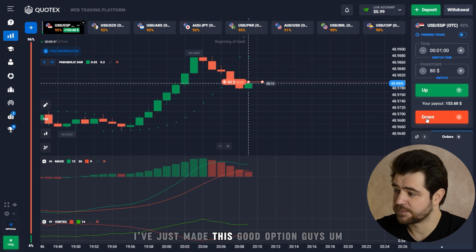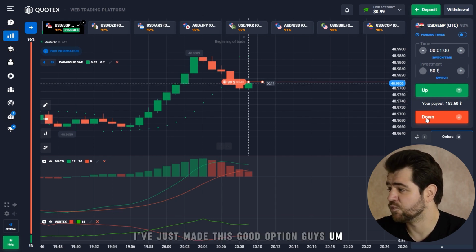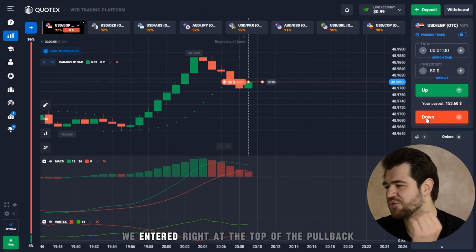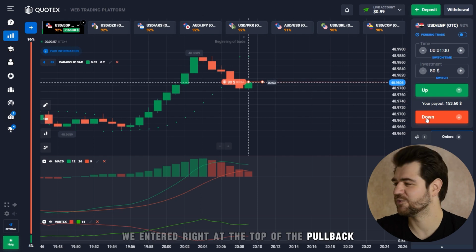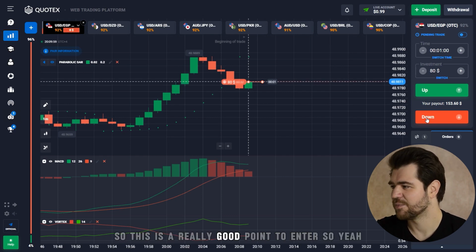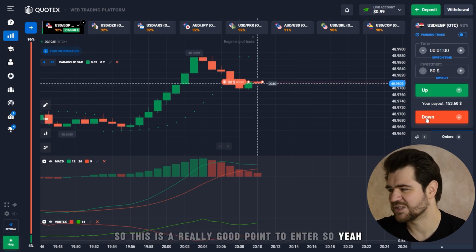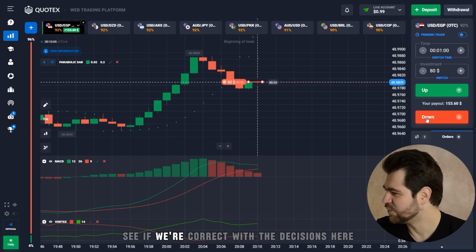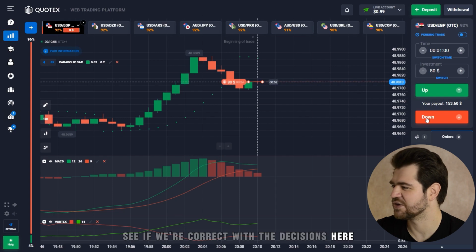I've just made this put option, guys. You see that the downtrend is forming, and we entered right at the top of the pullback. So this is a really good point to enter. So yeah, let's wait for the result of this and see if we're correct with the decisions here.